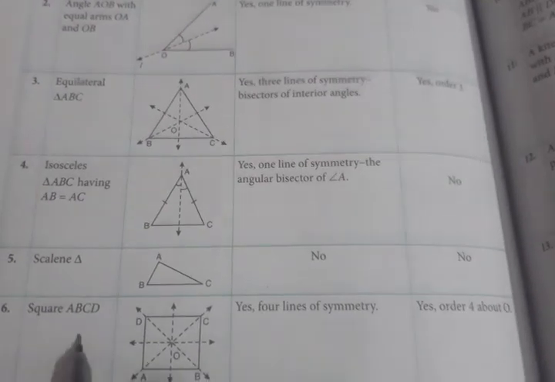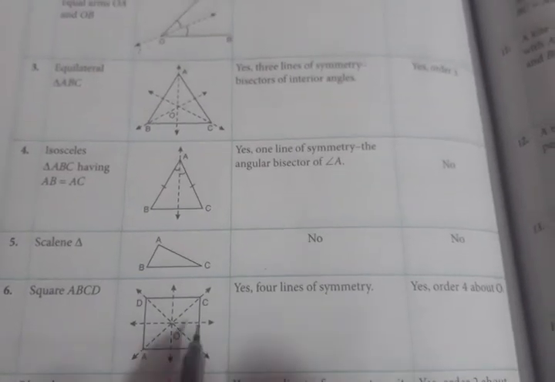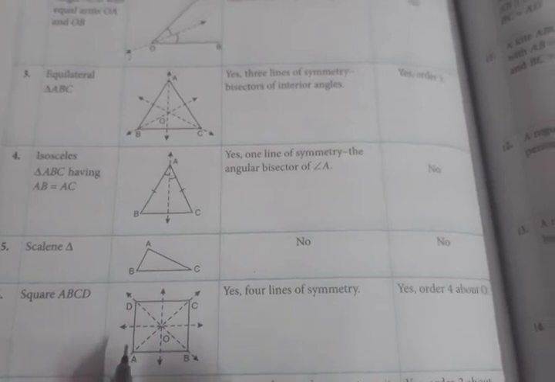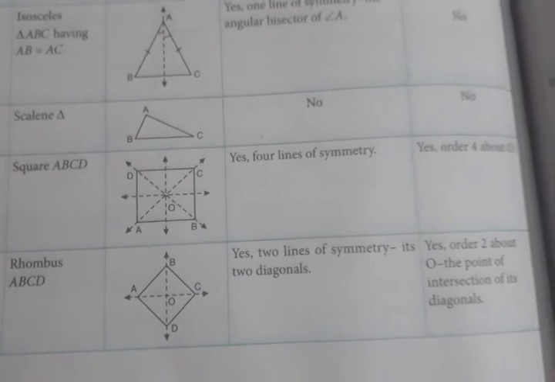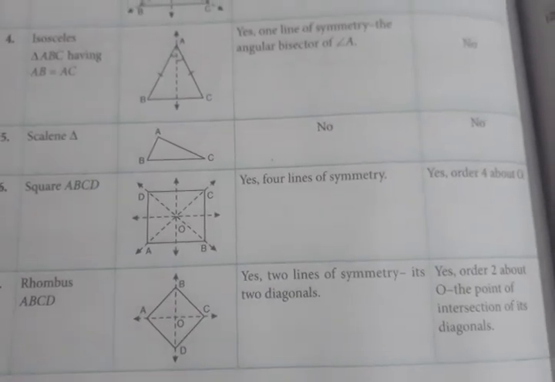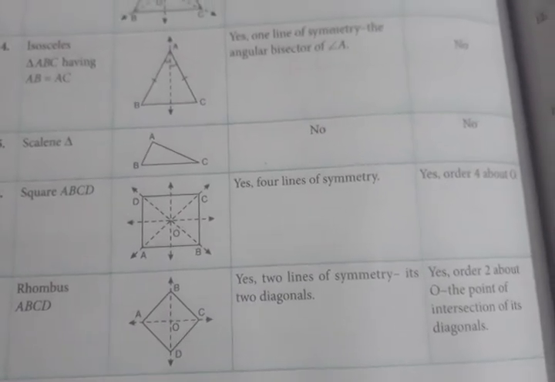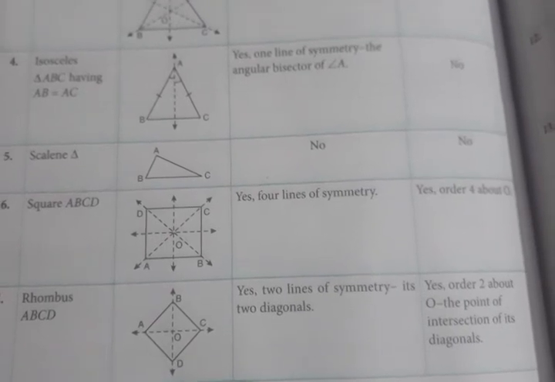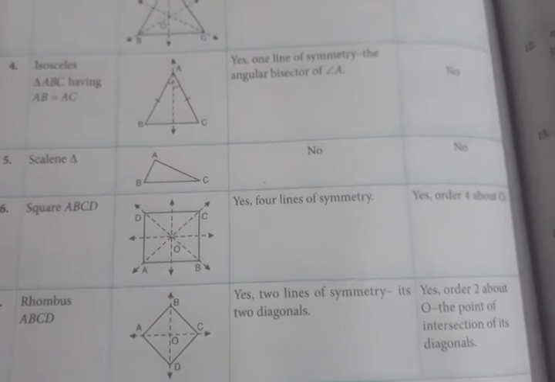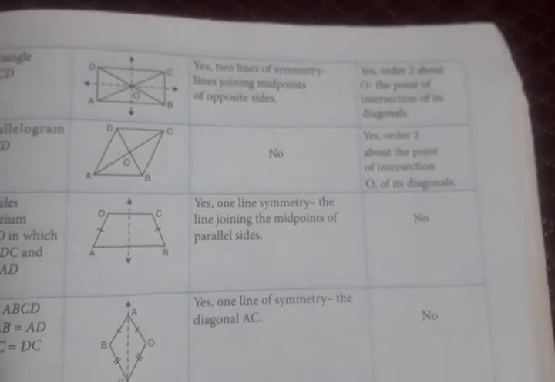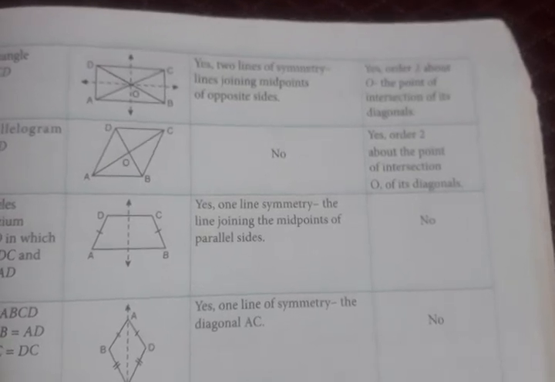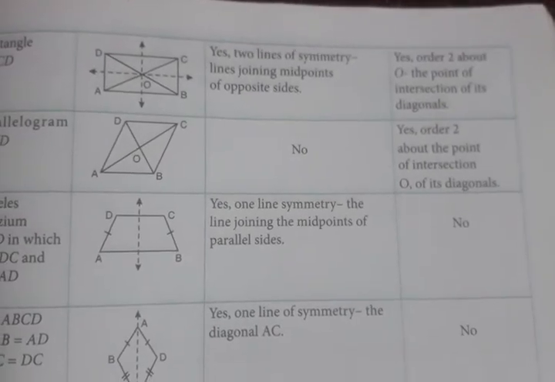Then next, square ABCD, 4 lines of symmetry, order 4 about O. Then next, rhombus has 2 lines of symmetry, order 2 about the point of intersection of its diagonals. Then next, rectangle has 2 lines of symmetry, lines joining the midpoints of opposite sides. Yes, order 2 about O, the point of intersection of the diagonals.